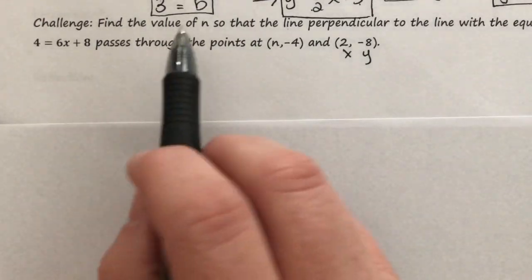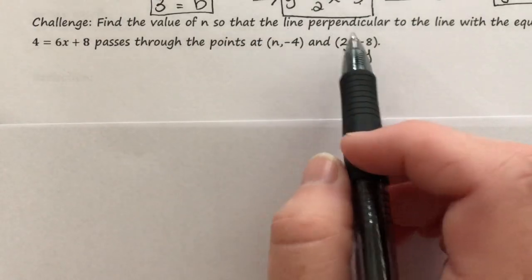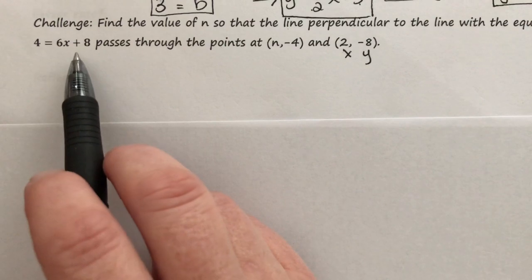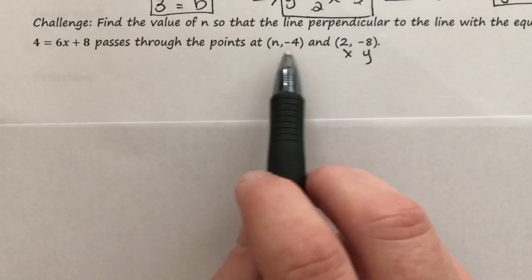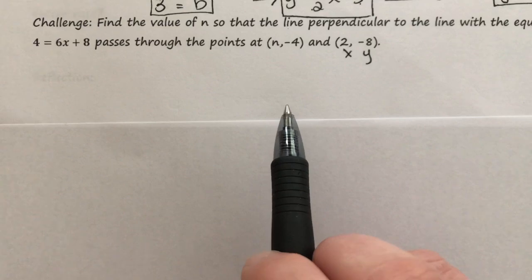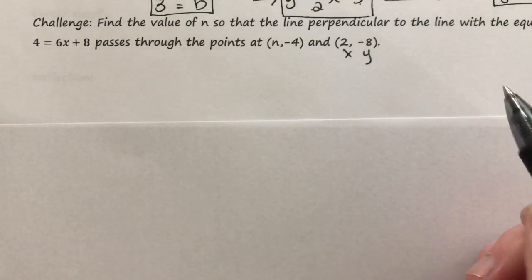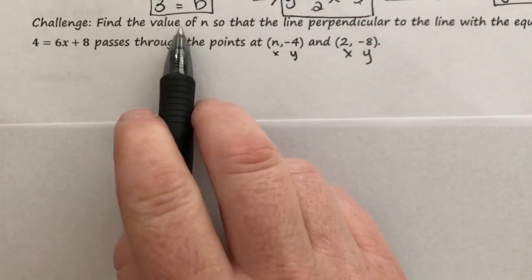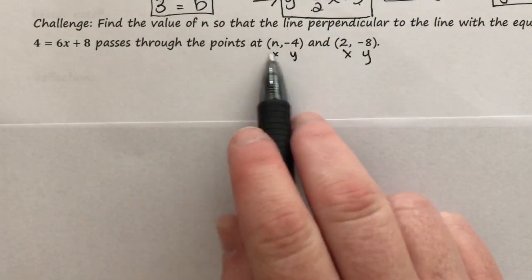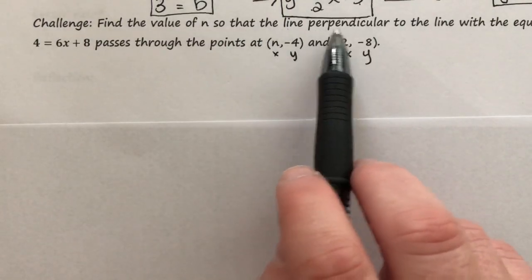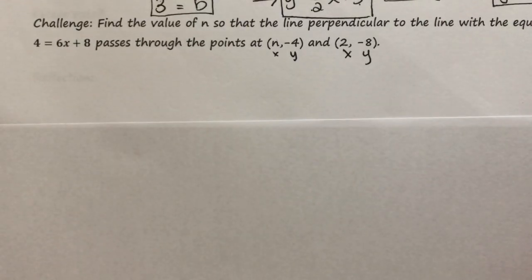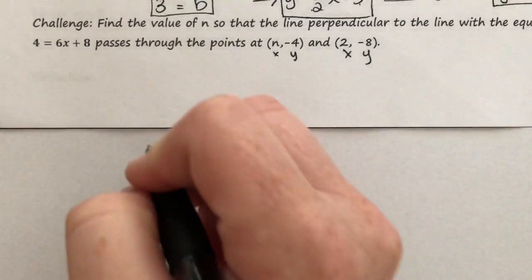Okay, so here it says, find the value of n so that the line perpendicular to the line, negative 2y plus 4 equals 6x plus 8, passes through points n, negative 4 and 2, negative 8. Okay, like how do I even start there, right? Like I don't even know what they're talking about. This is an x value, this is a y value. Okay, so first it says find n, and I see an n down here, so I assume that's what I'm finding. Okay, so that the line perpendicular to, so I'm gonna have to come up with an equation of a line that's perpendicular to negative 2y plus 4 equals 6x plus 8.